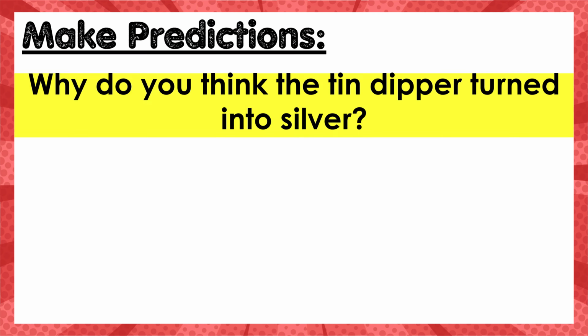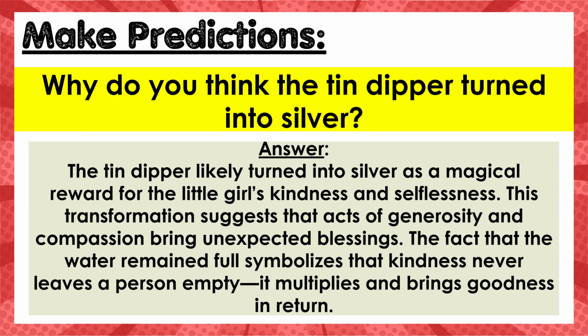Why do you think the tin dipper turned into silver? Possible answer: the tin dipper likely turned into silver as a magical reward for the little girl's kindness and selflessness. This transformation suggests that acts of generosity and compassion bring unexpected blessings. The fact that the water remained full symbolizes that kindness never leaves a person empty. It multiplies and brings goodness in return.